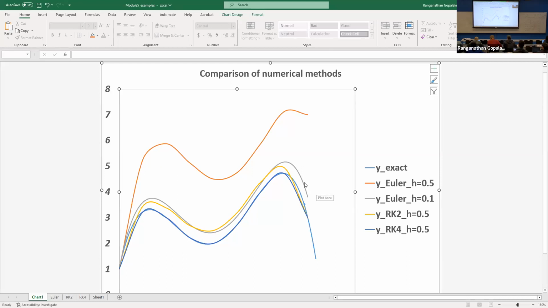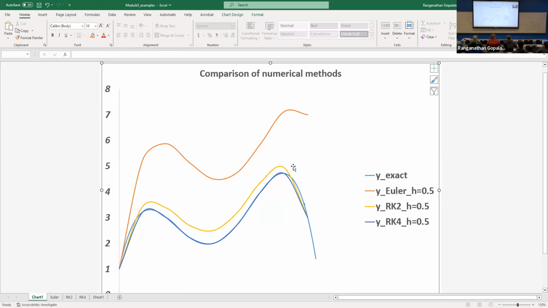All right, so I'm going to remove this series of Euler 0.1 so that you have 4 curves here. Take a pause from writing. You have 4 curves. The exact solution is right here. It's this curve. I'm a little colorblind, so forgive me if I.